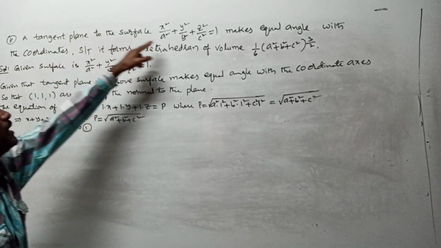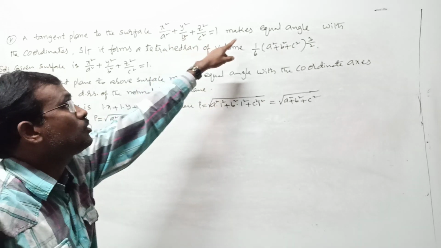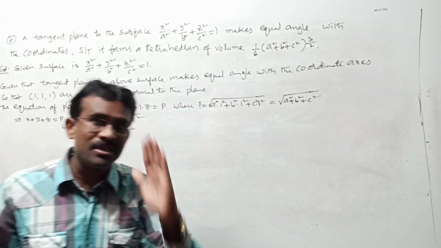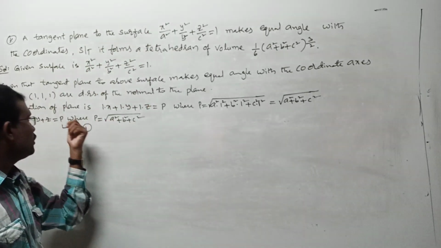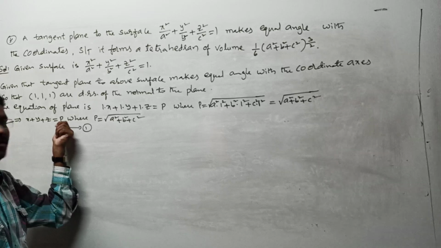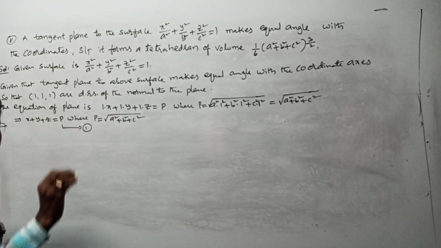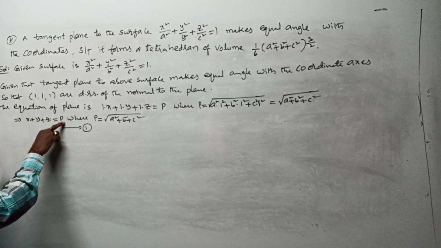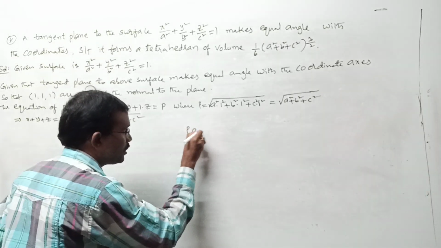A tangent plane to this conicoid or surface meets the coordinate axes. It is making equal angles, what does that mean? It should meet the x axis, the y axis, and the z axis. Whenever the plane is like x plus y plus z equal to p, if it meets the x axis, y is 0, z is 0, then x equal to p. That means the point becomes (p, 0, 0).